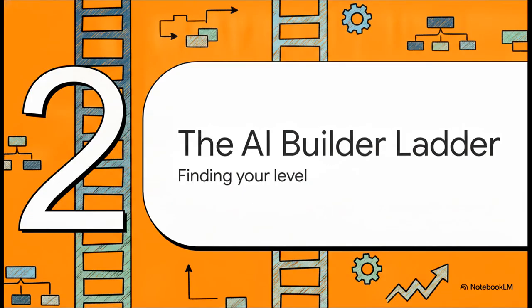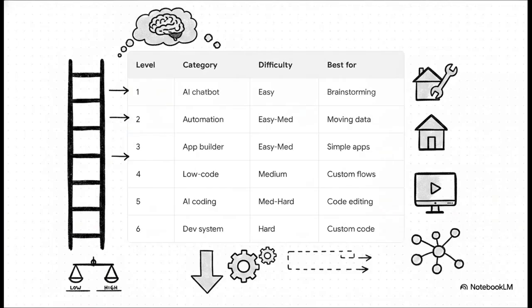To figure out exactly where you should start, we move to Section 2, the AI Builder Ladder, finding your level. This is a brilliant way to wrap your head around where you belong in this ecosystem. Think of these tools like rungs on a ladder. Level 1 is AI chatbots. Super easy, great for planning.